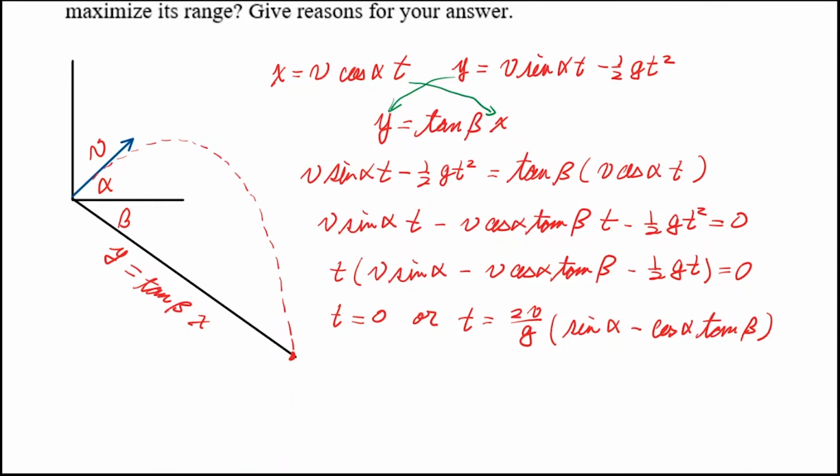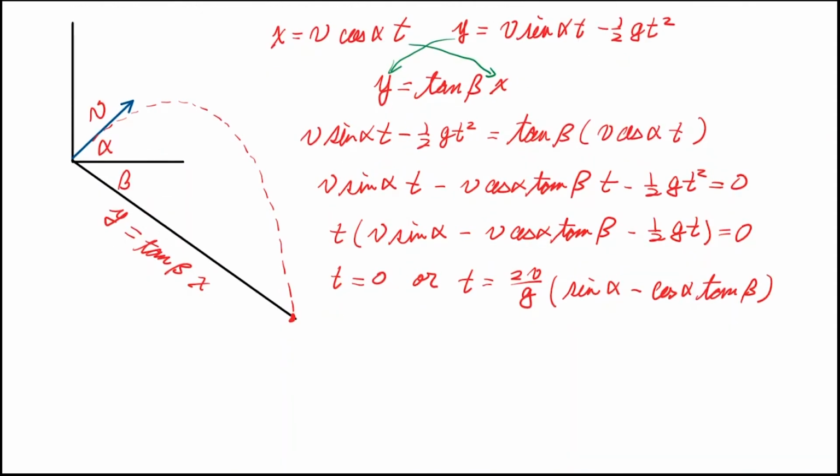Okay. Now, this is the time that it takes me to get to this point. Where do we have to substitute this now? What are we trying to maximize? The x coordinate, right? So we take that and shove it right here. So all I have to do is multiply by v cosine theta here, right? Please tell me you can do that much.